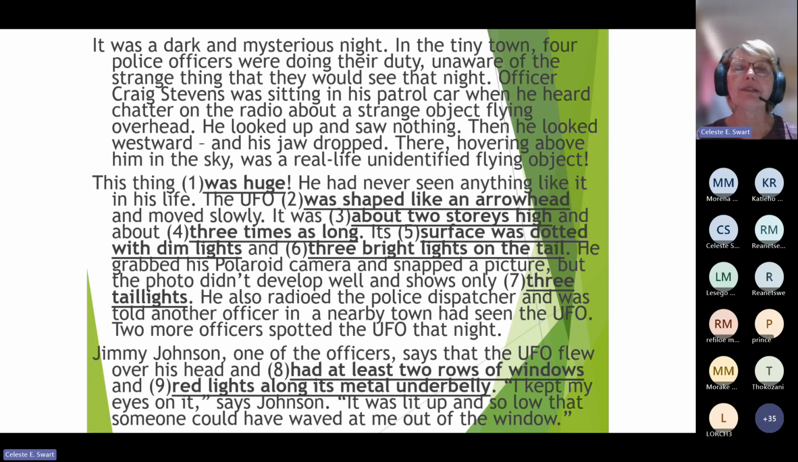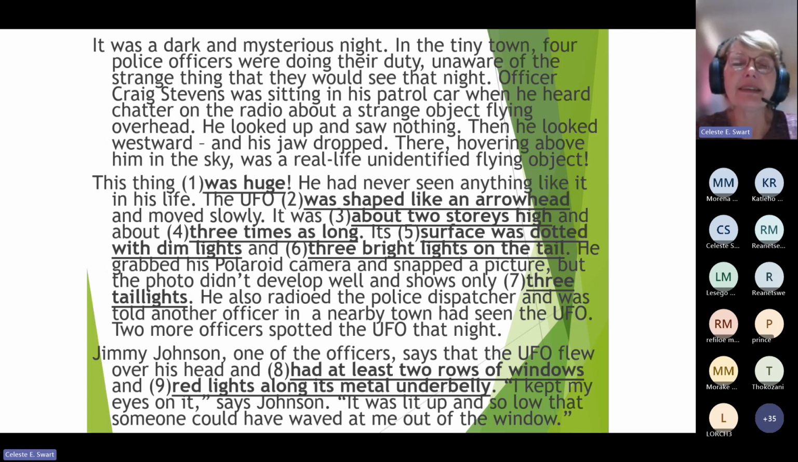You will notice that the underlining of facts only starts in the 2nd paragraph. It starts with, this thing was huge. He had never seen anything like it in his life. And then it tells us, 2nd point, the UFO was shaped like an arrowhead. Then the 3rd point tells us that it was about 2 stories high. And the 4th point, it was about 3 times as long. We know its surface was dotted with dim lights. That's point 5. Point 6, there were 3 bright lights on the tail.